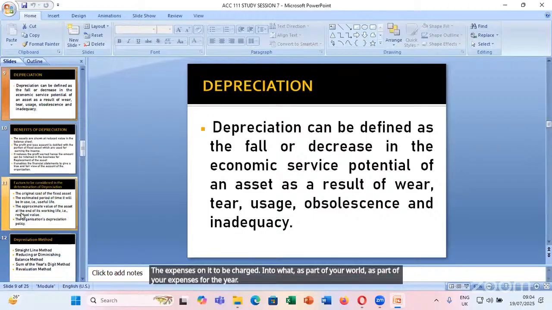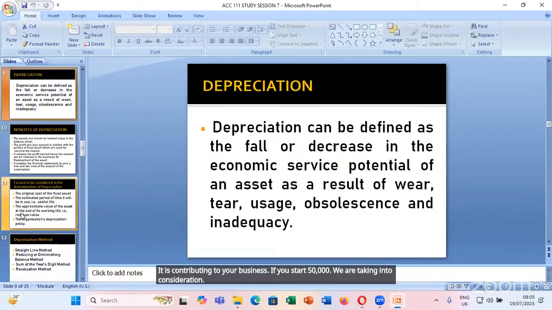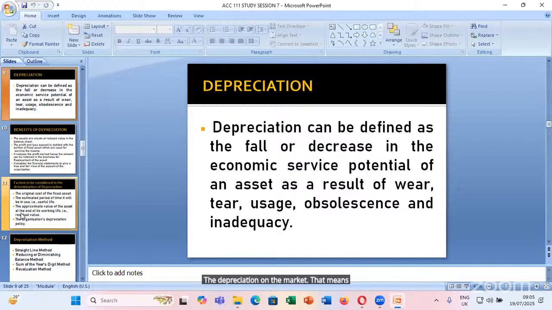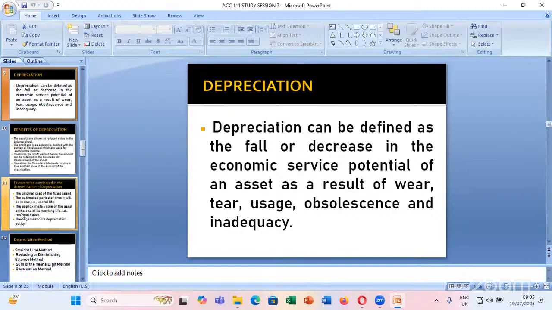Let's assume that your profit for the year is 50,000. And you have not recognized the fact that the vehicle you are using is contributing to your business. It just stays at 50,000 without taking into consideration the depreciation on the motor vehicle. That means you are overstating your profit, because you have not factored in the value of what the motor vehicle is doing for you.